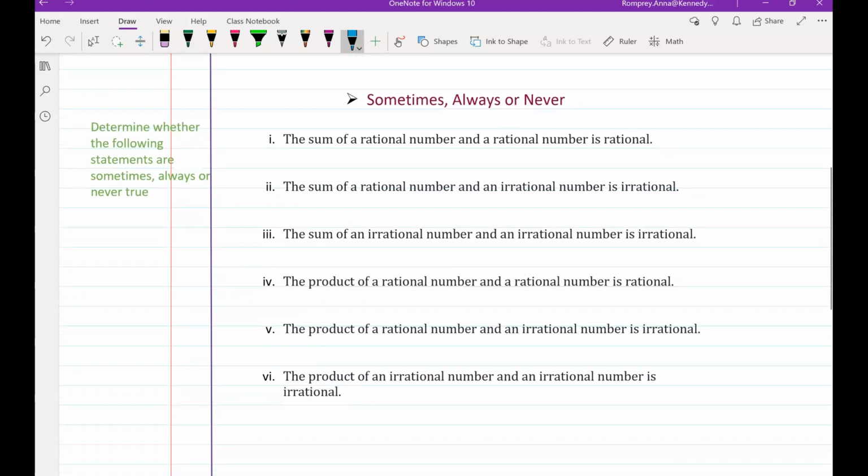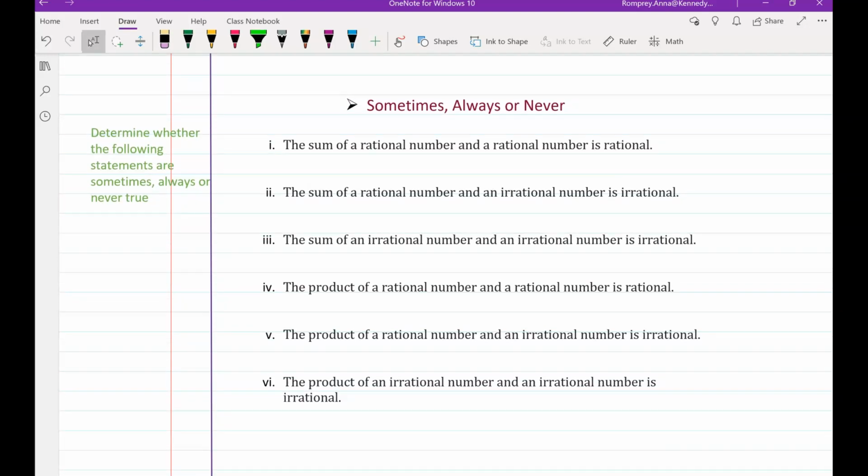All right, so let's play this little game: sometimes, always, or never. So we're given the following statements, and we want to determine, are they sometimes true, always true, or never true? So I need an example to really wrap my mind around it.